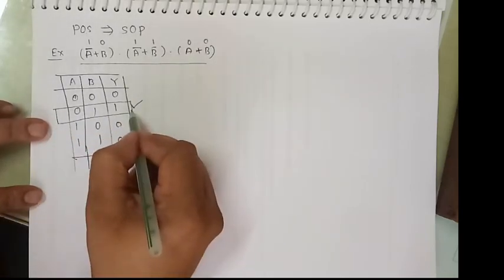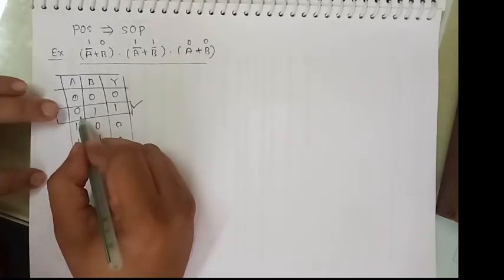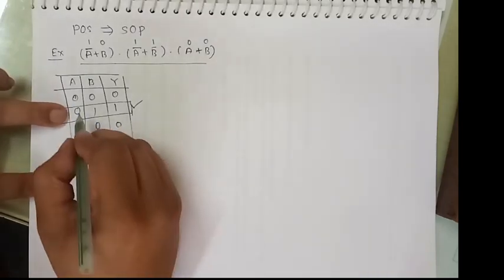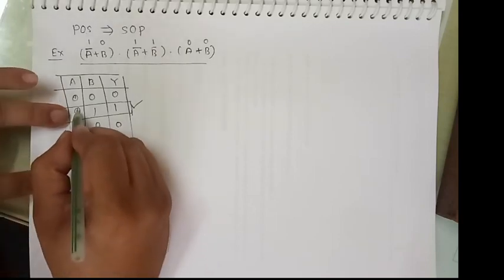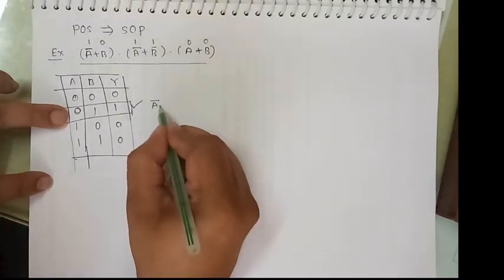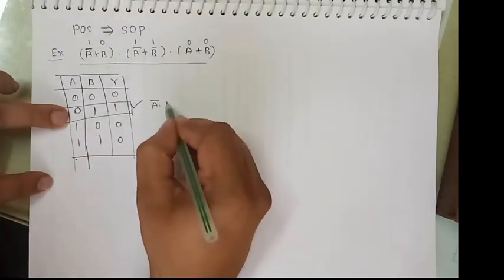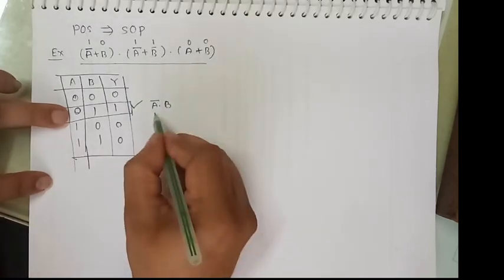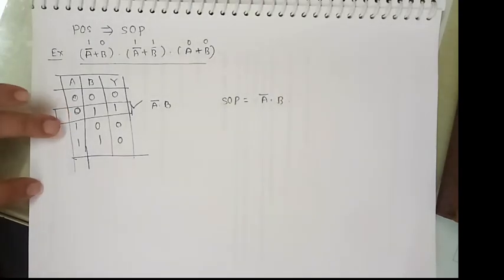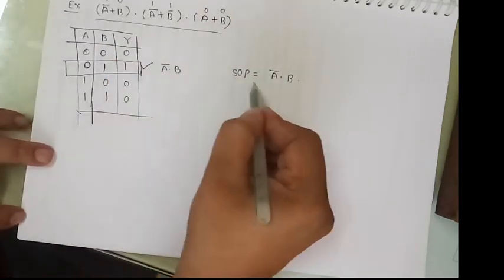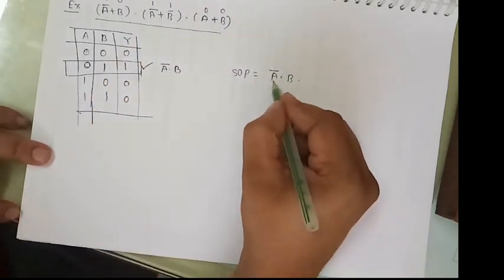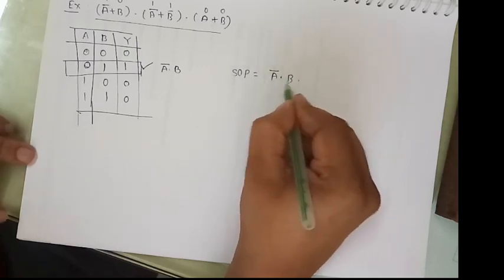And for this selected case we write the product term. We are writing the SOP equation, and in it we write the product term. So for the product term, this 0 indicates complement, so it is A bar, into the value of B is 1, and 1 means it is B. So the SOP equation is A bar into B. Though both the equations are equivalent, this equation is in the form of SOP.